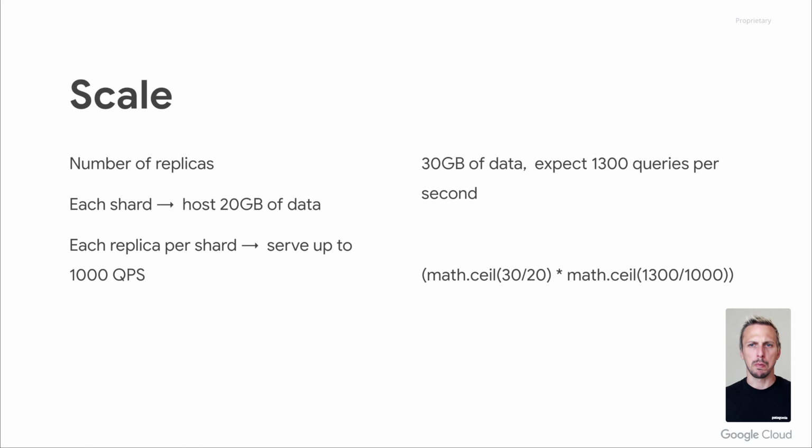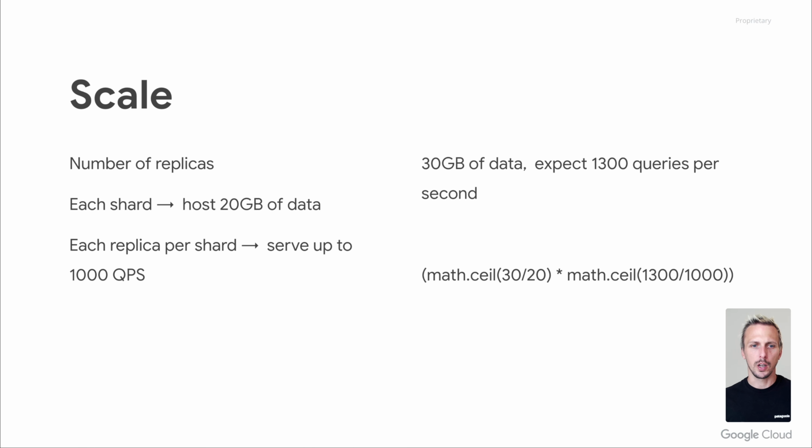Scaling your environment is not a black box. There are recommendations. And if you combine them with load testing results, you're good to go. Generally, we scale by increasing the number of replicas. Each shard can host approximately 20 GB of data, and each replica per shard can serve up to 1000 queries per second. The service is covered by Google SLAs only if you have at least a minimum of 2 replicas, and sharding is done internally, but we need to know that there's sharding in place in order to be able to calculate the pricing properly and the scaling properly.